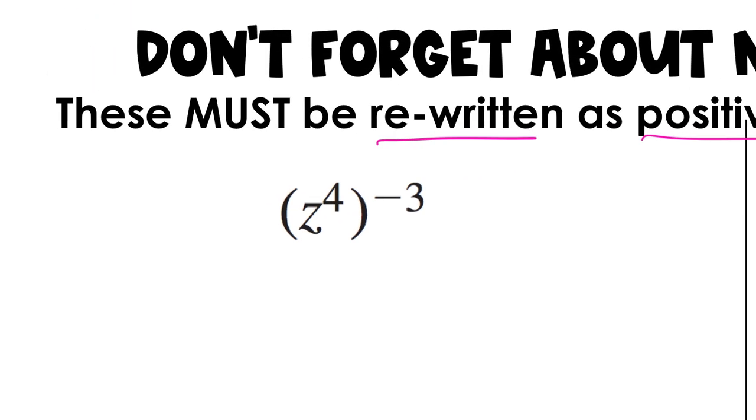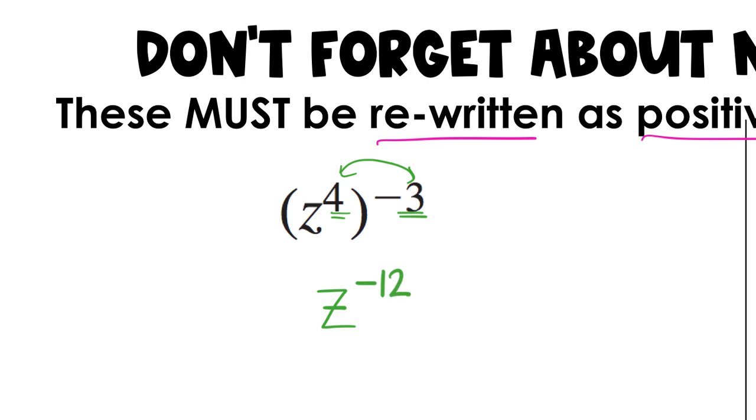So if I were to treat this the way that we've been treating it, right? We have a power on the outside and a power on the inside. This is when we multiply those exponents together. So 4 times -3 is -12. So this would be z to the -12th power.